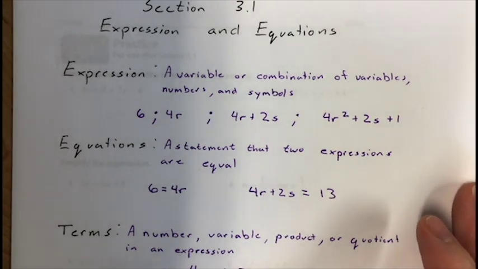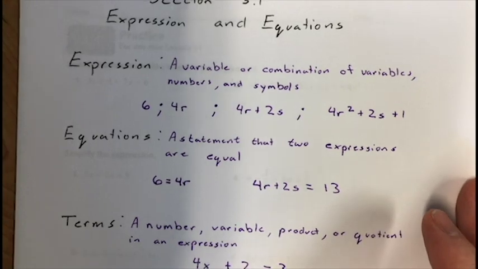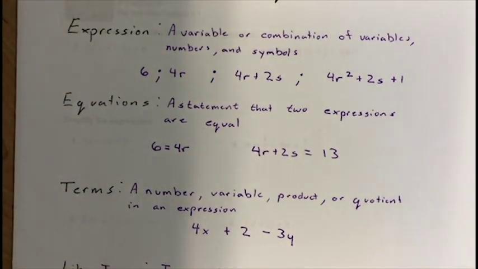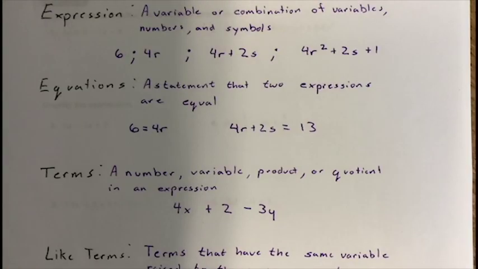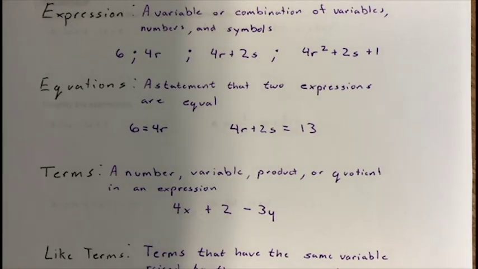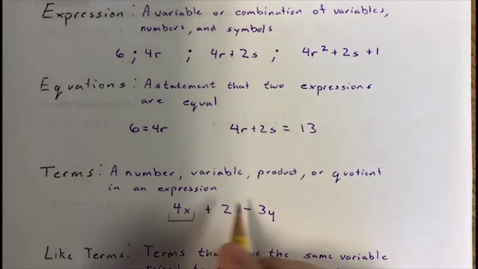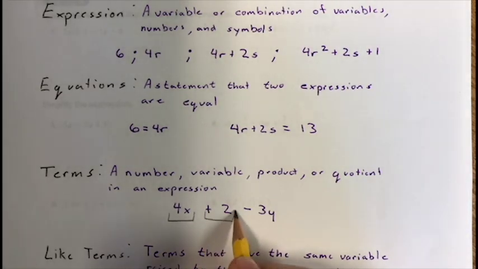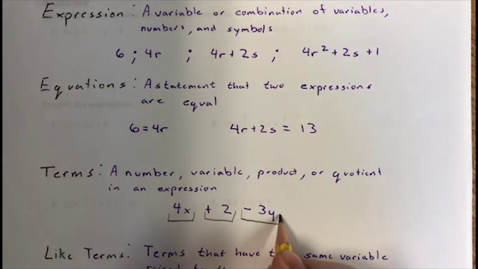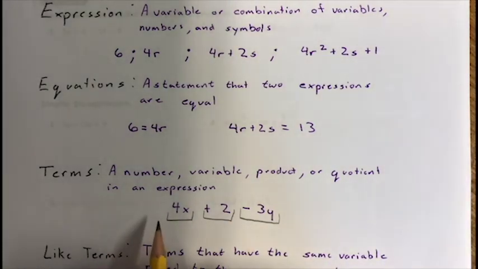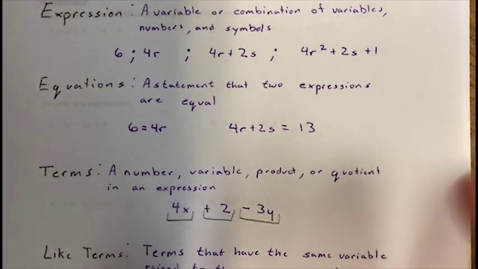You're going to hear me use those words a lot, so make sure you understand what's going on. The next piece that we need to talk about is the word terms. A term is a number, variable, product, or quotient in an expression. I have an expression, but this expression has terms. I have a term of 4x. I have a term here, which in this case is positive 2. And then I have a term here, which is negative 3y. All of these are terms inside of this large expression.